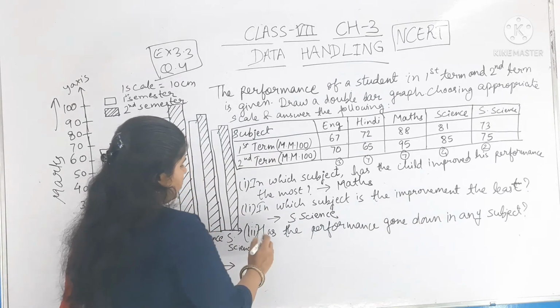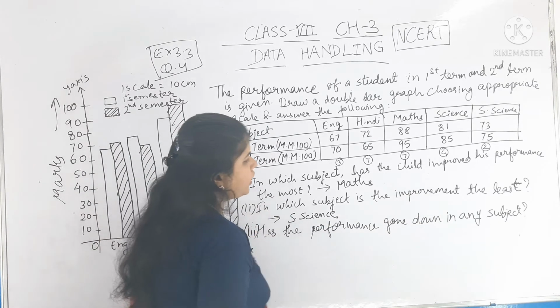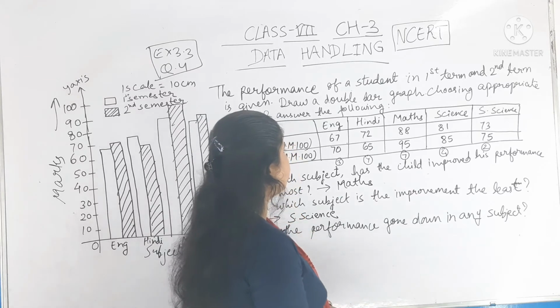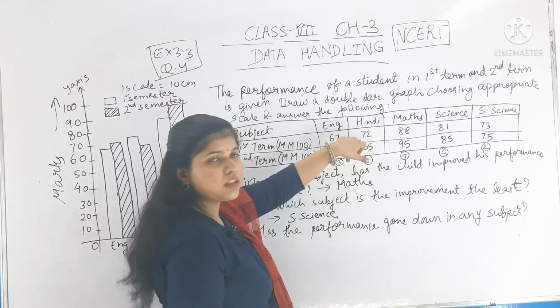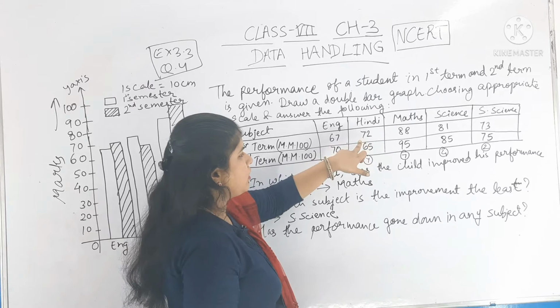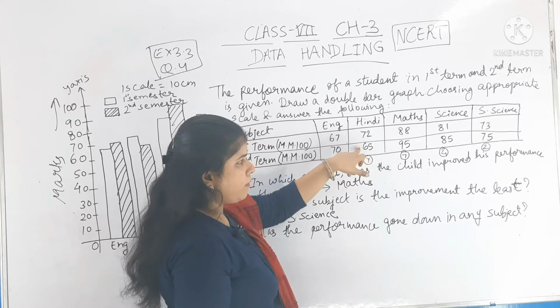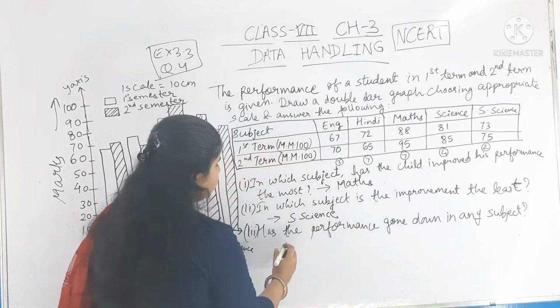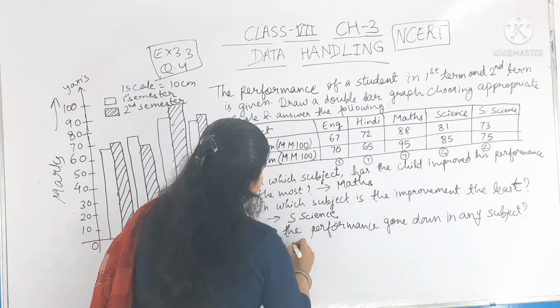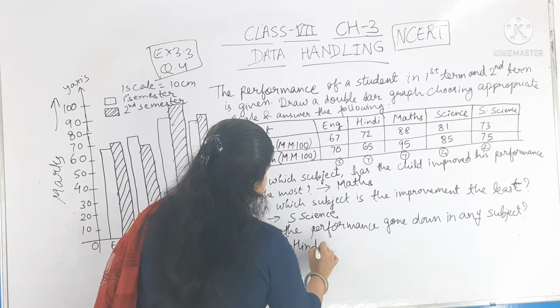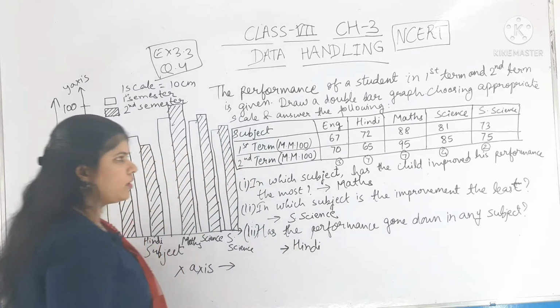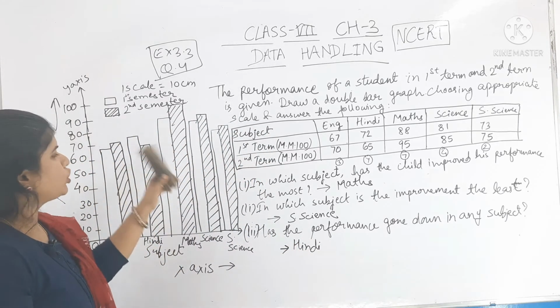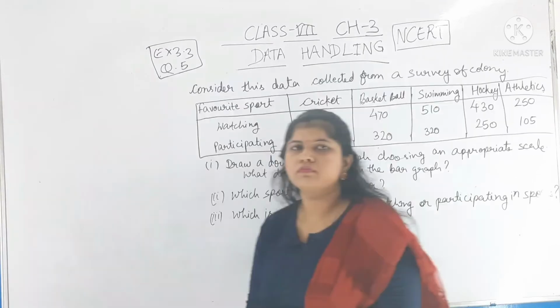Okay, has the performance gone down in any subject? So you can see that in first semester in Hindi 72 is here, and his or her performance has gone down to 65 in second semester. So here the performance has gone down in the subject Hindi. You have to write like this. Okay, so this is your question number 4 solution.